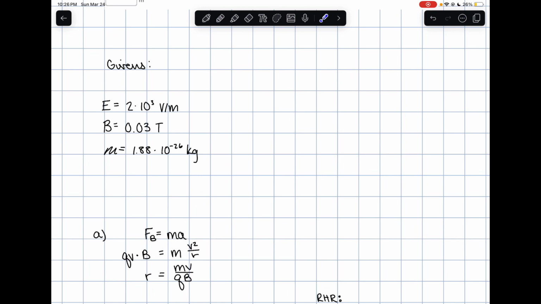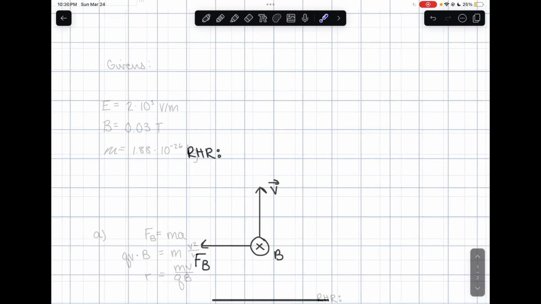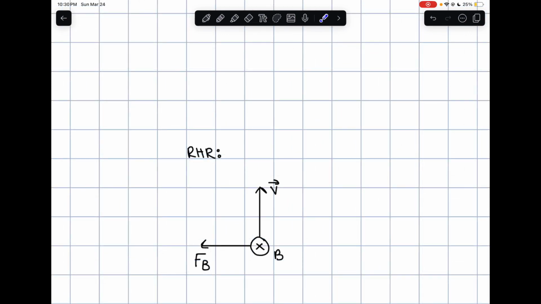If you haven't noticed, we've been given most of these variables. We've been given the mass, we've been given the charge, and we've been given the field. All that's left is to figure out the velocity. So now, to solve for the velocity, we're going to need to take a look at forces.